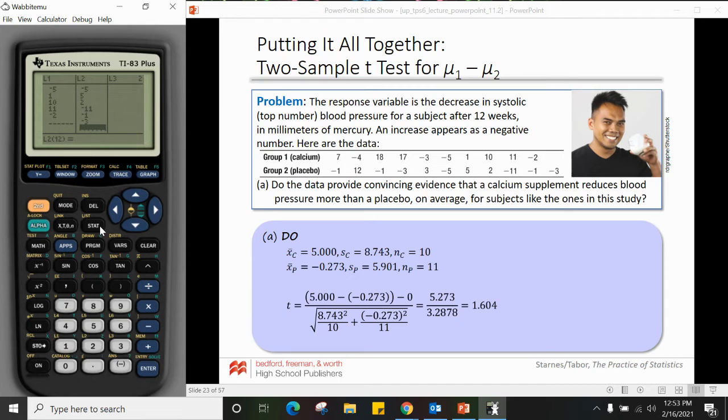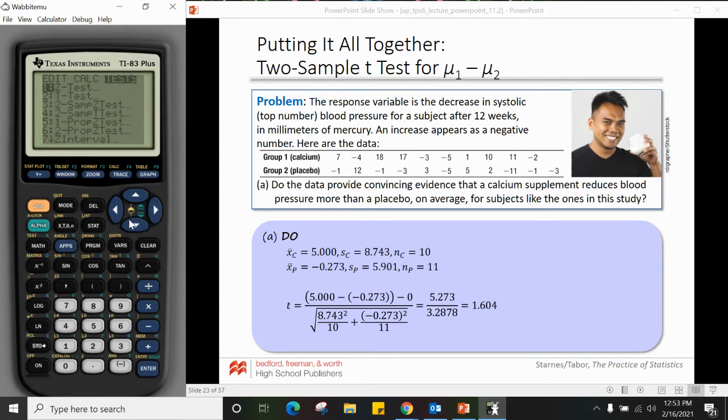All right. So now when I go into stat, you could do one var stat of each one to get this information out. My x bar is 5, my sample standard deviation is 8.74, and then I could do calc, one var stat of L2 to get that information out. So I could do this by hand, or just get the t statistic. I'm just going to do the test.